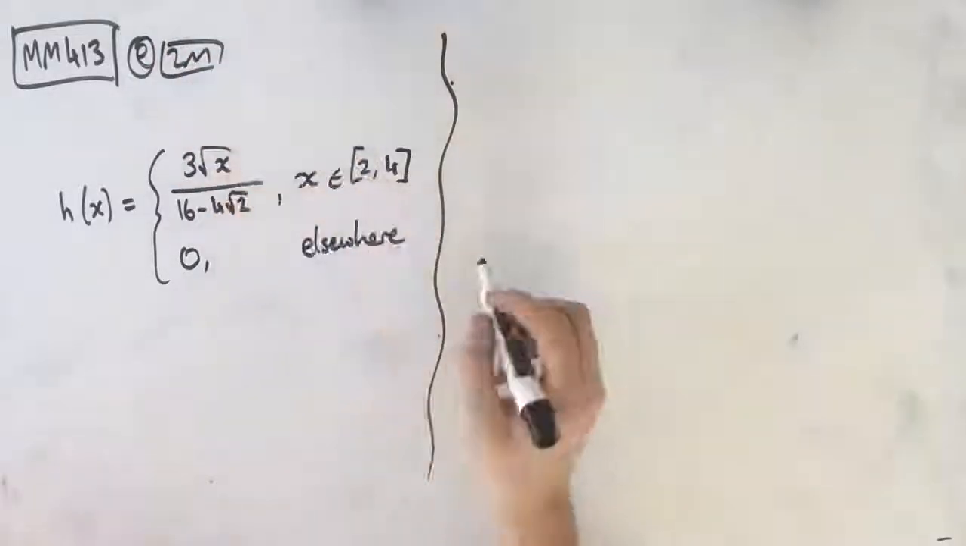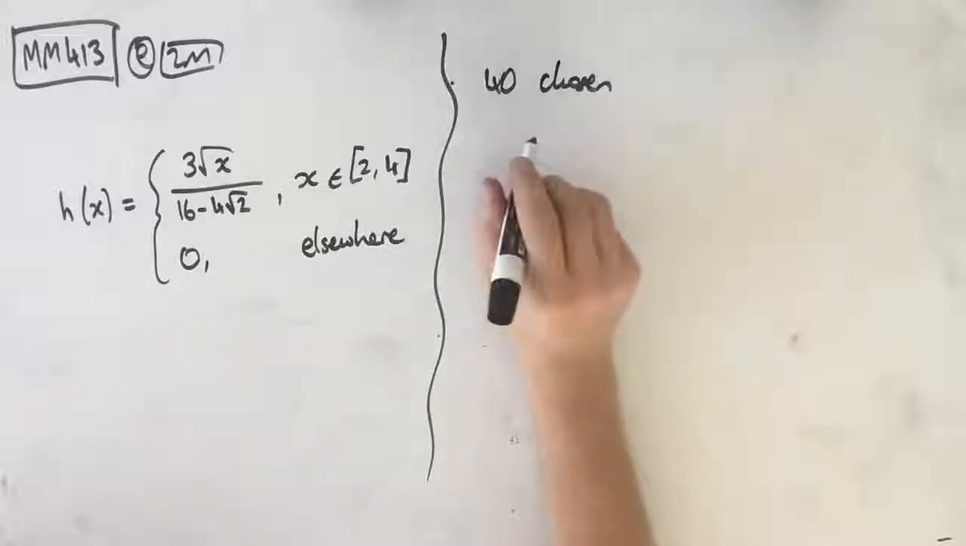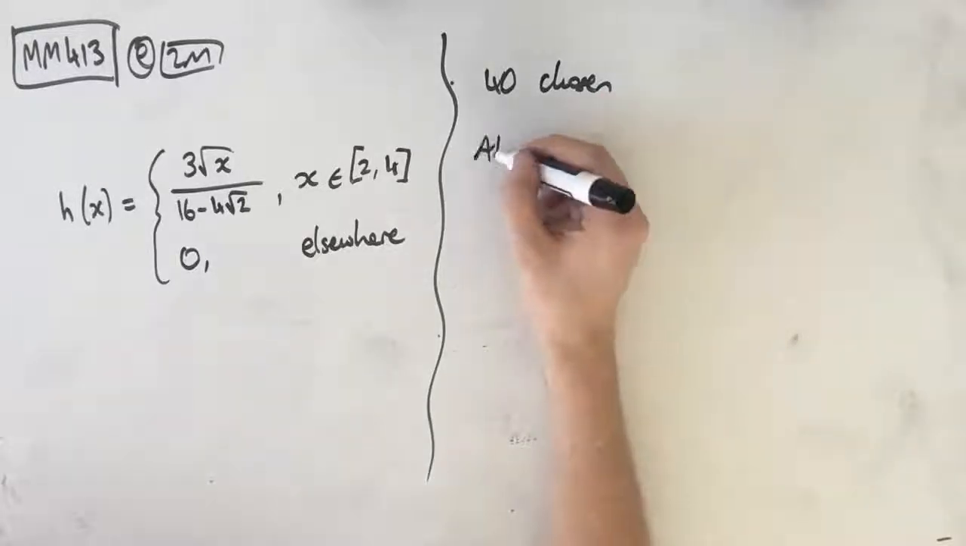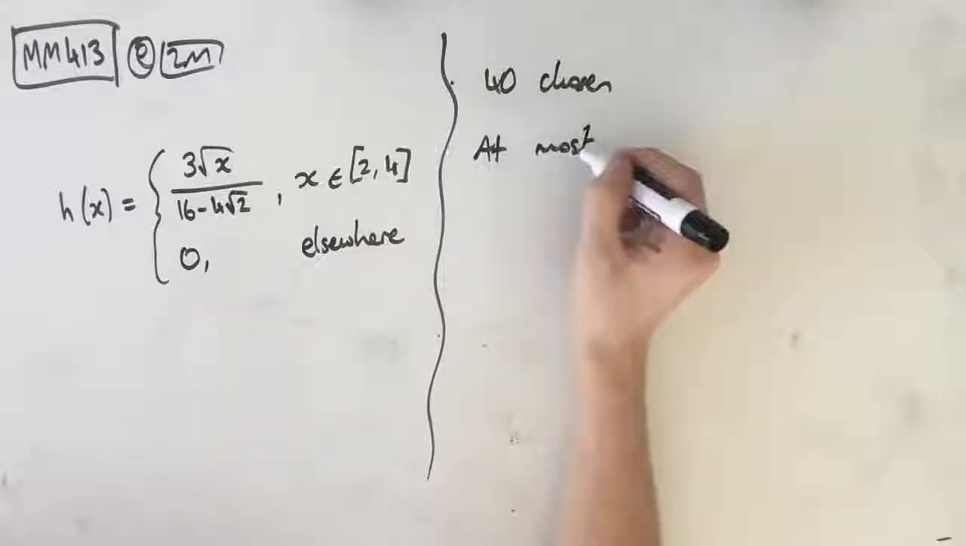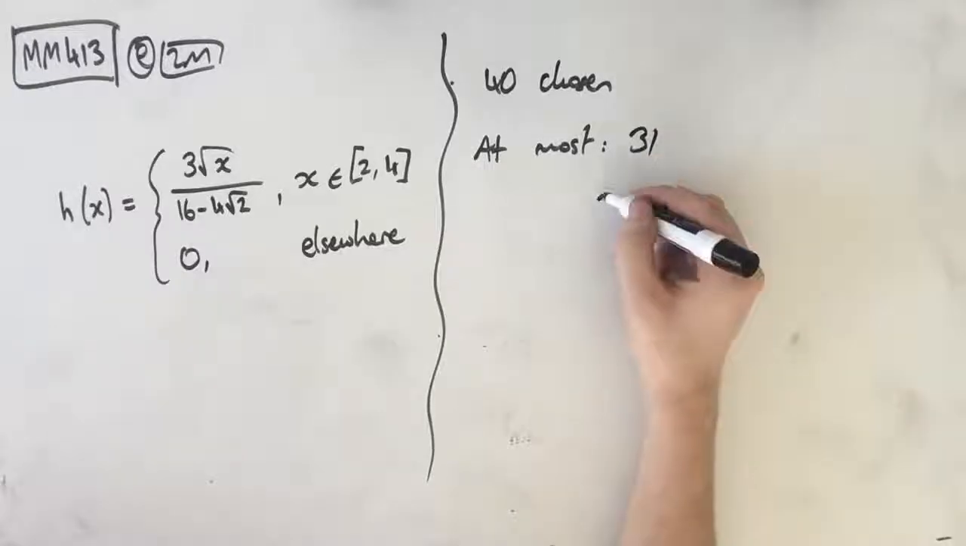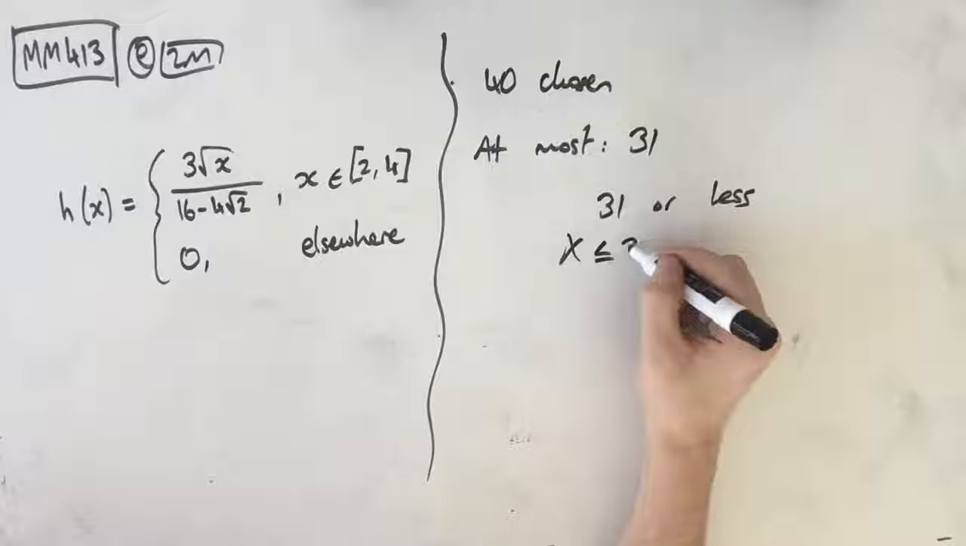It says if 40 hives are chosen at random, what is the probability that at most 31 of them contain more than 2.5 kilograms of honeycomb? Awesome. So when it says at most, that means everything that it includes and less than that, right? So at most 31 means 31 or less, right? So x is less than or equal to 31.